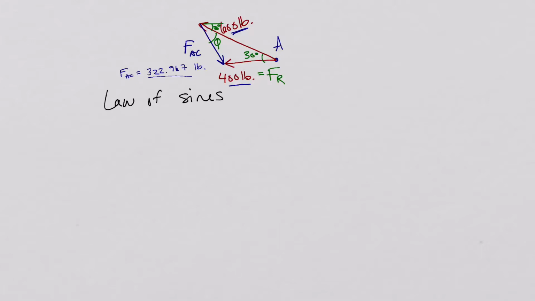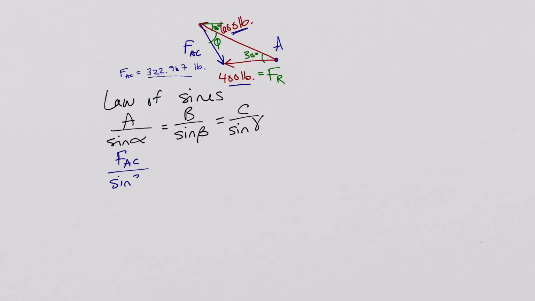If you remember the law of sines, you basically have A over sine of, however you want to say it, alpha equals B over sine of beta, which equals C over sine of gamma. That's just the generic version. Let's put it in for our values, and we'll only need two of them. But so we have FAC over the sine of 30 degrees, and that's going to equal that FR over the sine of phi. And phi is what we're interested in.